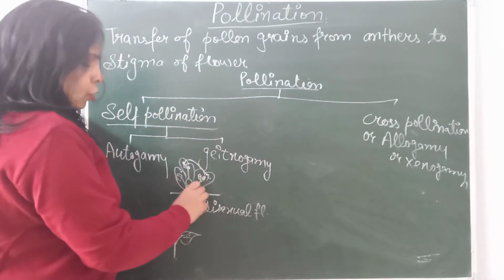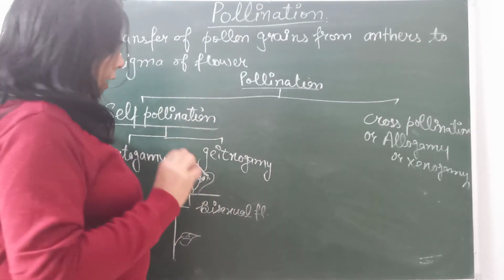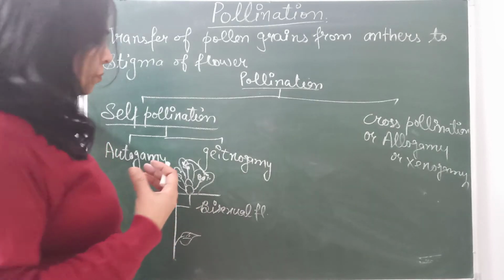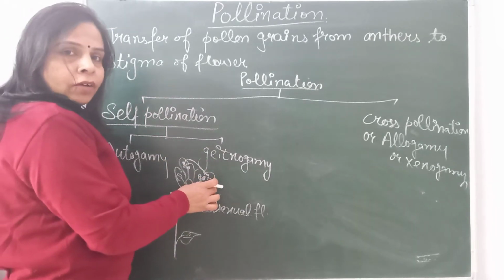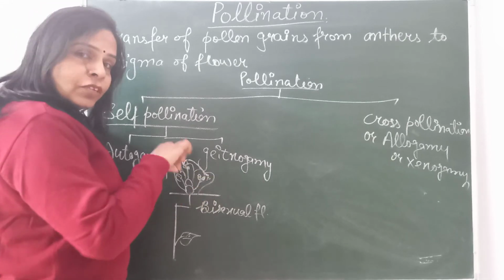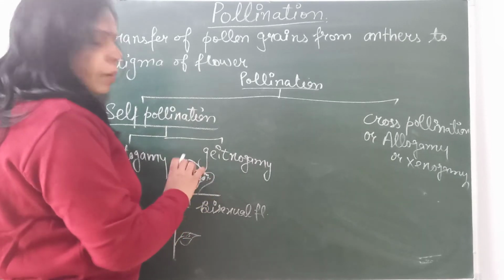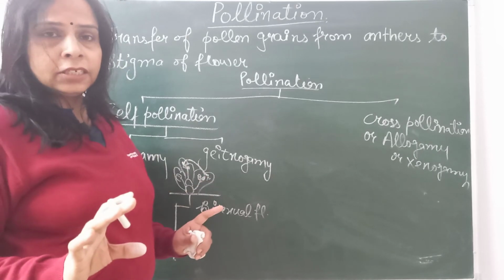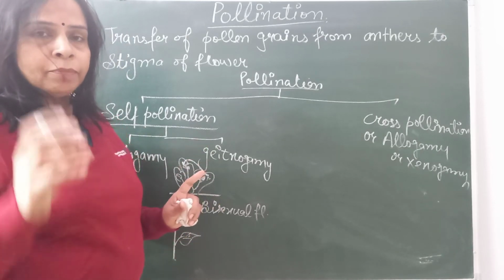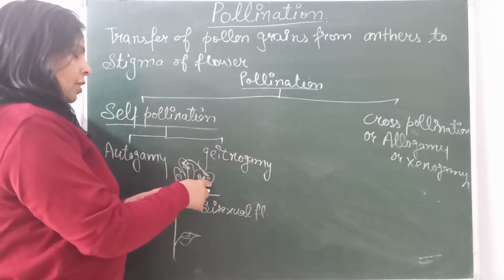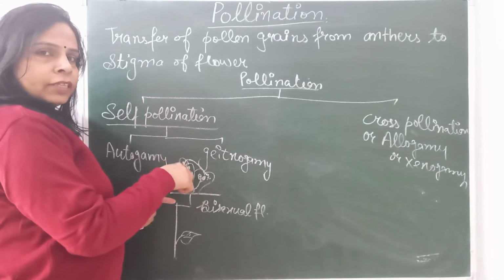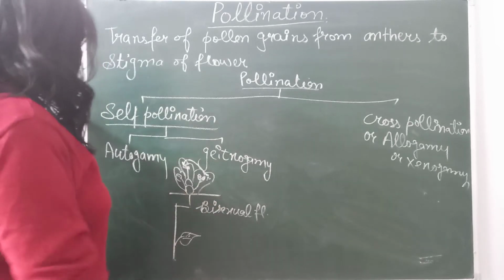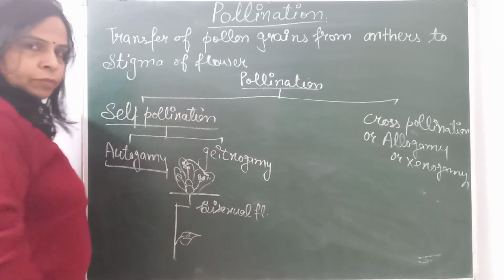So they require no agency and there is no change in the genetic material, as the pollen grains of the same flower are transferred to the stigma of the same flower, right? Both the parts are present on one flower. So there is no genetic change, no variation, only the pollen grains will carry to the stigma and fertilize, and a plant or flower of the same kind will be formed. This process is known as autogamy, right?